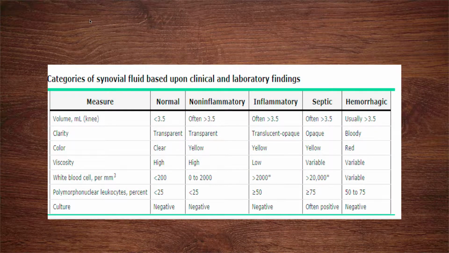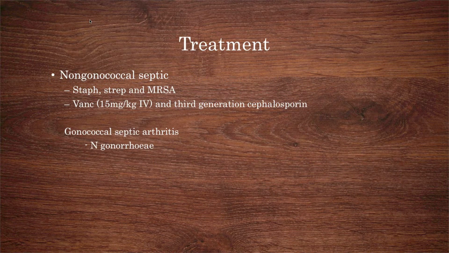So usually when you're sending off the aspirate, some of the things to think about are gram stain, culture, and of course crystals if gout is on your differential, and your WBC count. But even if you have crystals, you could have coexisting septic joints. Good point.